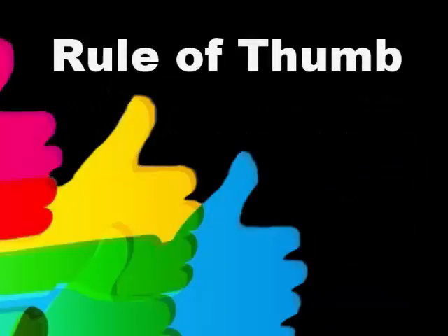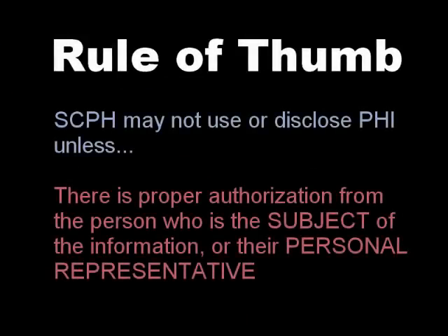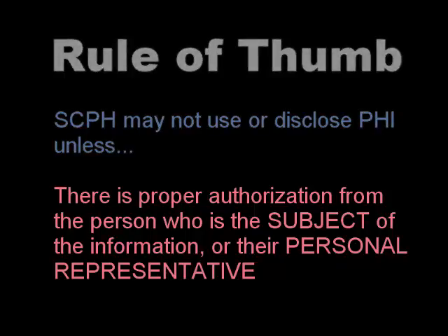Rule of thumb number 1. Summit County Public Health may not use or disclose protected health information unless there is proper authorization to do so. Do not disclose any PHI unless you're sure that the release has been properly authorized. Patients have the right to request a copy of their records, but they must sign an authorization for them. Signing an authorization is necessary unless it falls under an exception, which will be covered in Rule of Thumb number 2.